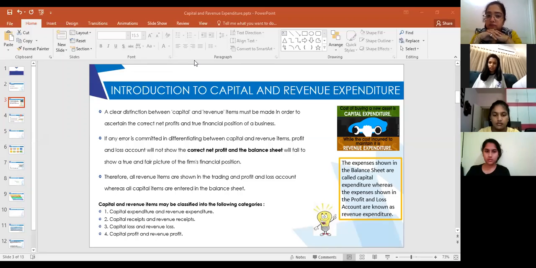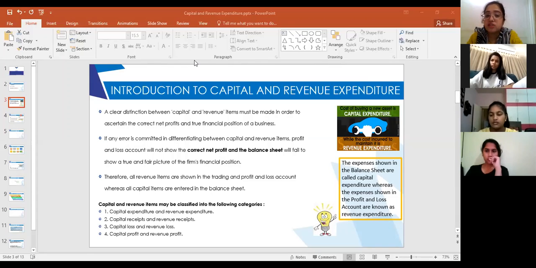Come on. Capital expenditures, we record where? Capital expenditures we always show in the balance sheet. They are expenditure incurred to acquire an asset. See, any expenditure incurred to acquire an asset. An asset gives me what? Future benefits, or benefits over long years. So such expenditures are always recorded in the balance sheet.